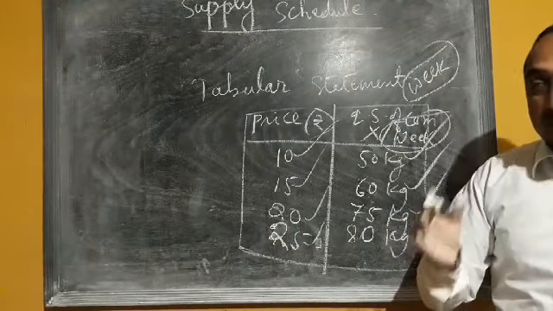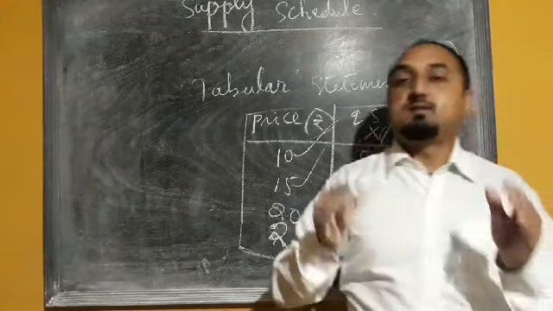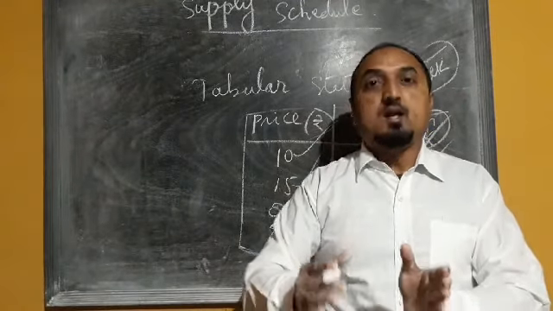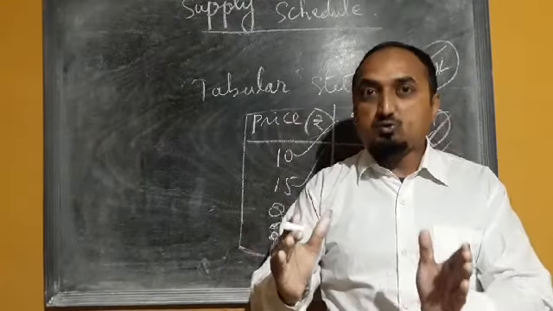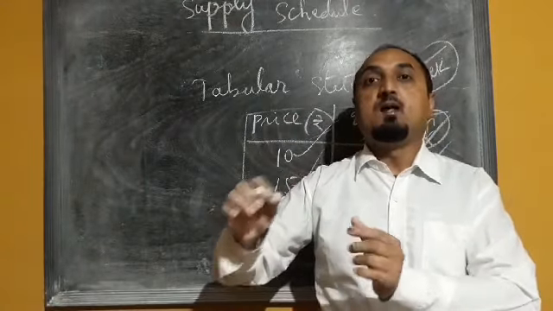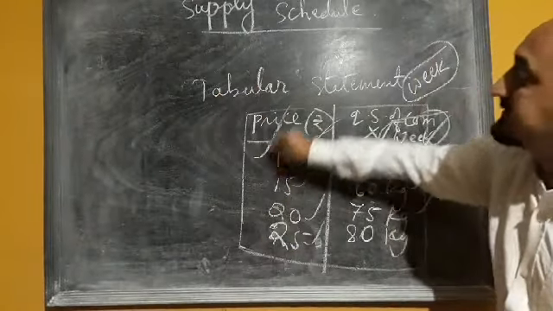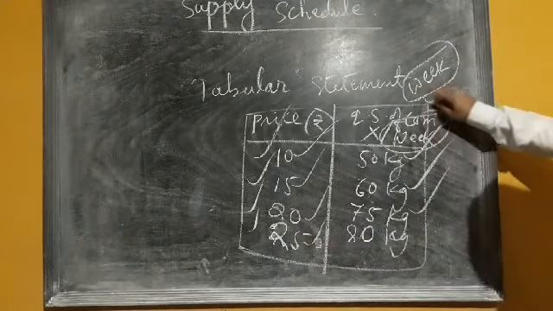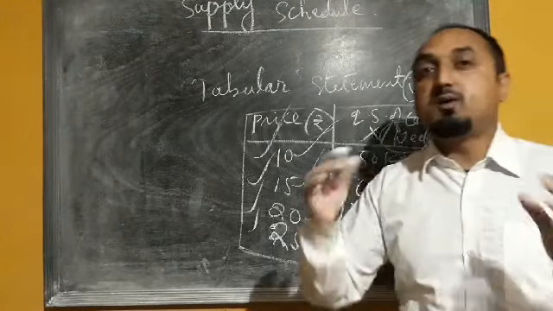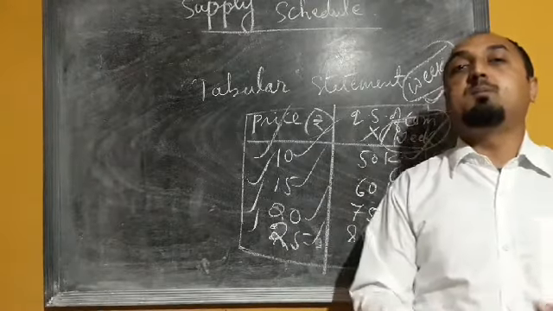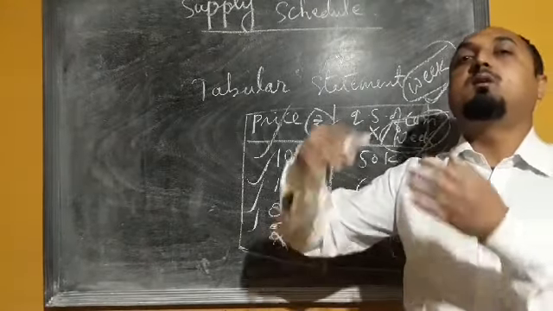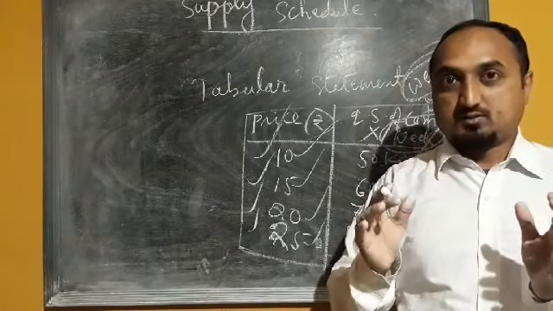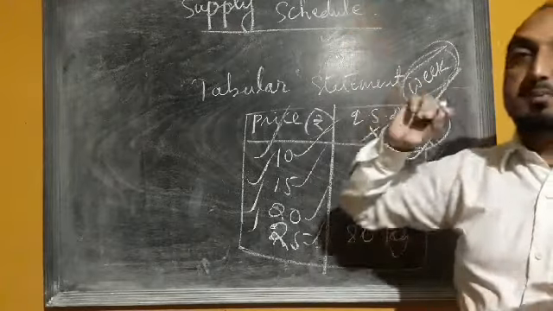So once again, what is supply schedule? Supply schedule is a tabular representation or statement which shows the various quantities that producers are willing to produce and offer for a sale at different prices during a given period of time. What is our given period of time? Per week. When we are talking about a given time period, it may be per day, per week, per month, or per year. So here in our example we have taken per week. So this is all about the supply schedule.